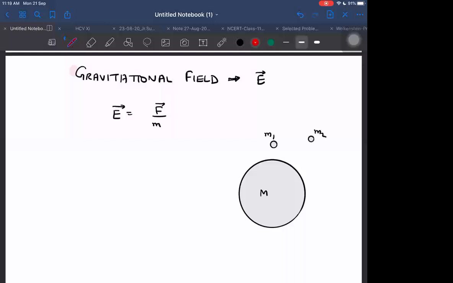So if I ask you this question, one is closer to us and one is farther away from us, on which will it apply more force, the closer one or the farther one? Closer ones. On the closer one, it will apply more force, because the distance is less. Yes. So what you said actually is not true, because we don't know about the masses. m2 may be more. So it depends on masses.